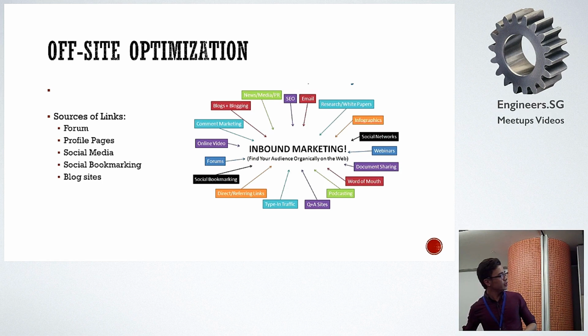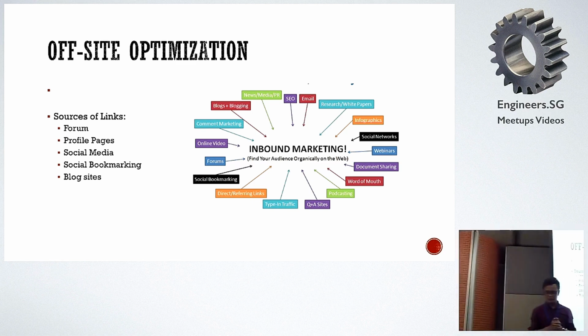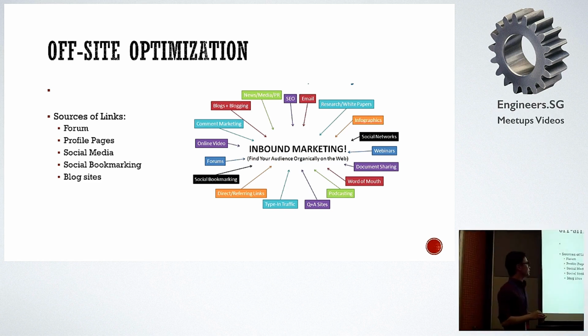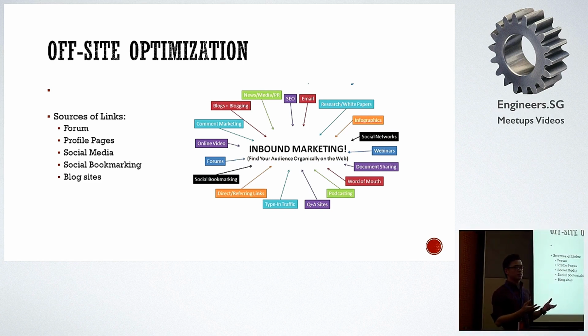Just now I was talking about sources of links. There are a lot of sources of links that we can talk about. It can be social bookmarking, which is your Pinterest, LinkedIn, Twitter, Instagram. These are all your places. Forums, your Hardware Zone, whatever. YouTube, comment marketing. You can go to a lot of places and write comments and get links as well. Blogging, WordPress, Tumblr.